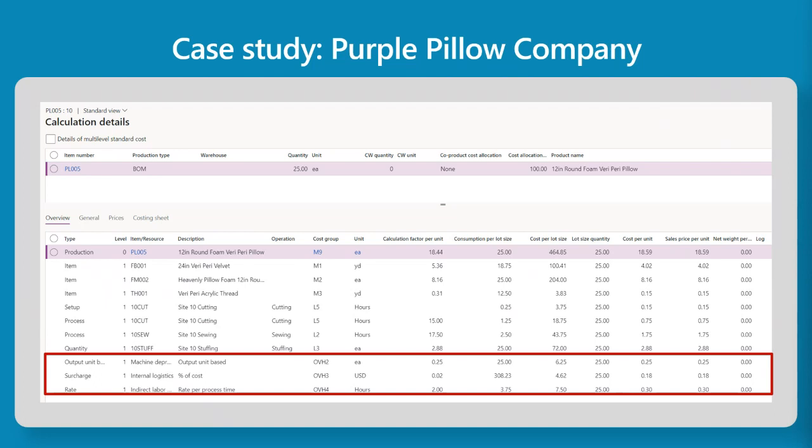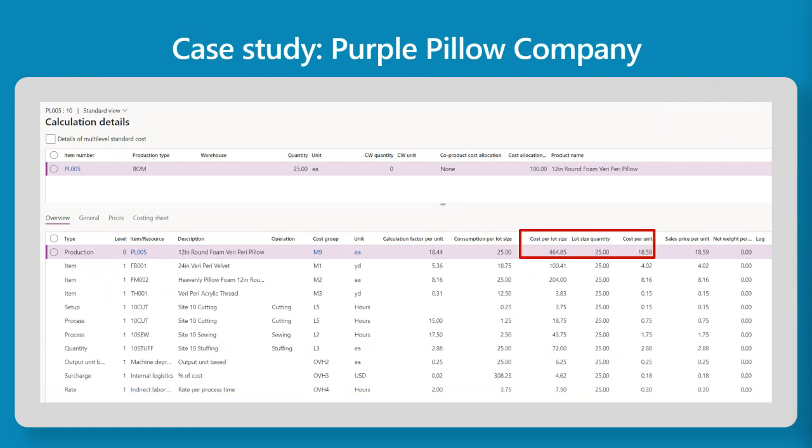The first row in the calculation for production shows our total cost for our lot size of 25, which is $464.85. And the unit cost is $18.59 for our standard cost.